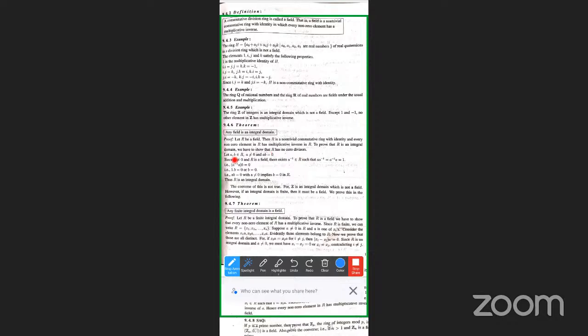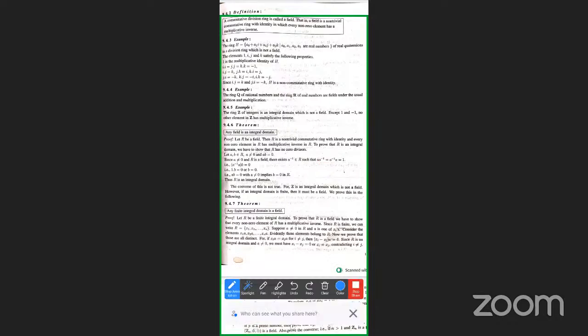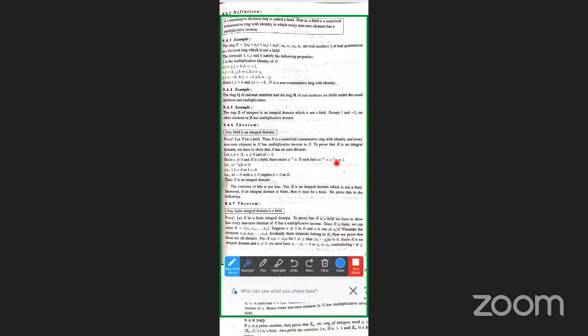Let a, b belong to R, a not equal to 0, and a into b is equal to 0. Since a is not equal to 0 and R is a field, there exists a inverse in R such that a into a inverse is equal to a inverse into a, which is equal to 1. So here we are multiplying by a inverse on both sides of a into b is equal to 0, giving a inverse into a.